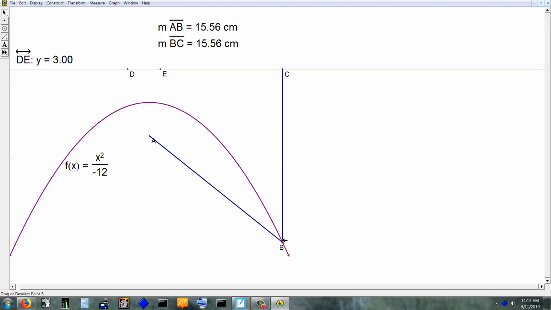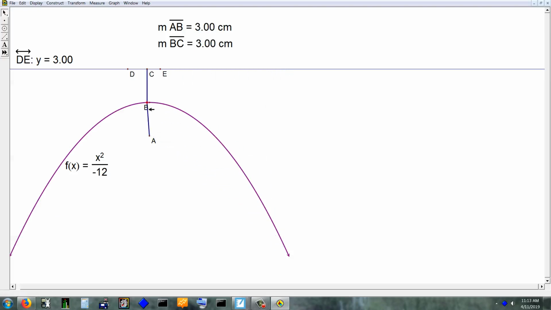Okay, and I could drag it. If I put it right there, they're exactly the same. I think that's the easiest to see that they're the same, like right there. And if you go over here, they are exactly the same.